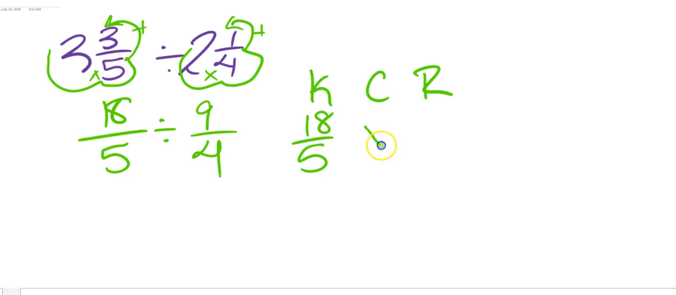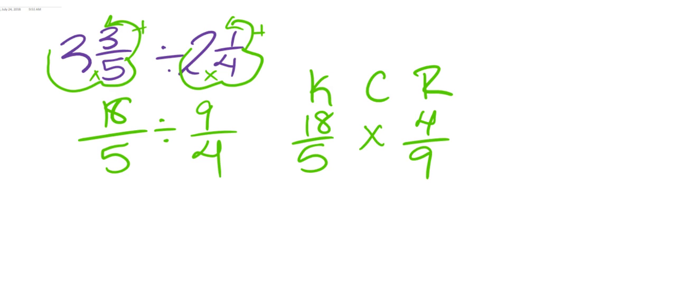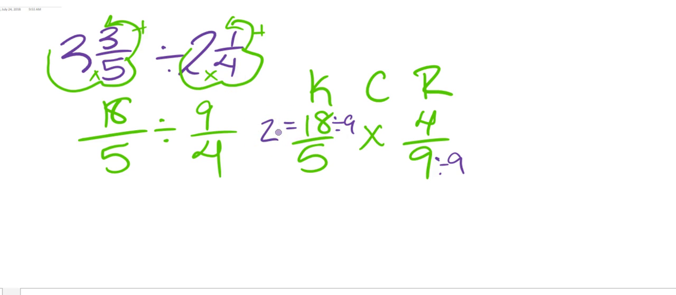We change division to multiplication, then we multiply it by that reciprocal. So we flip our fraction, which becomes 4/9. So in this problem, I see that we can simplify before we multiply. So we can do 18 divided by 9, and we can do 9 divided by 9. When you do this, you get 2, and 9 divided by 9 equals 1.